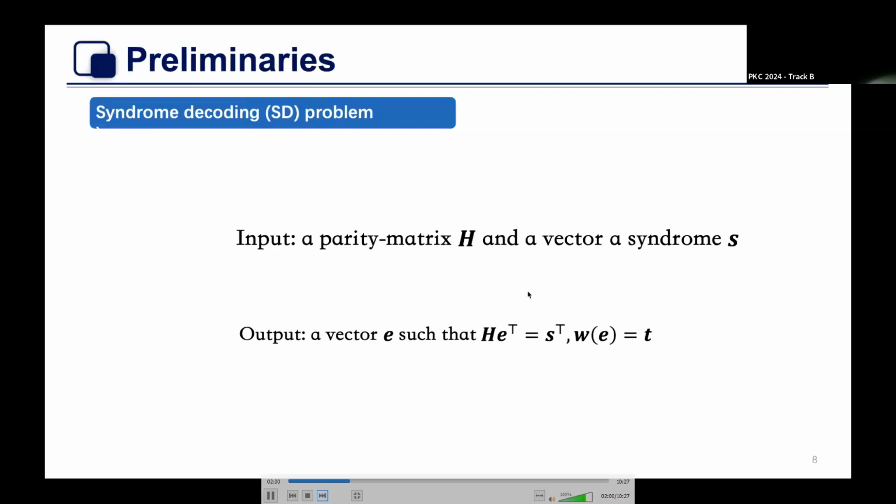The definition of the syndrome decoding problem: given a parity check matrix H and a syndrome S, the syndrome decoding problem is finding a vector E satisfying HE equals S and the weight of E equals T.